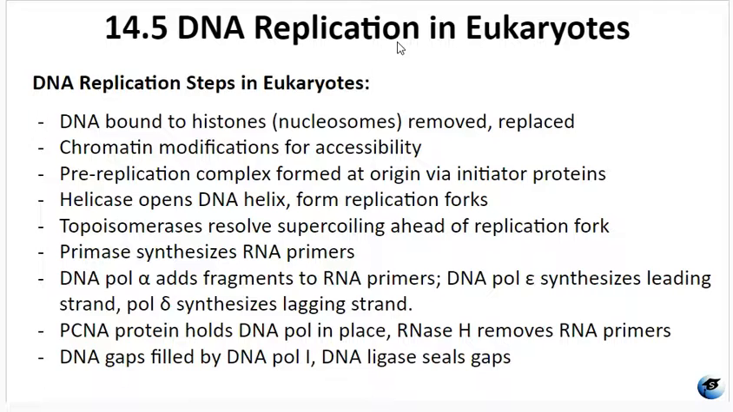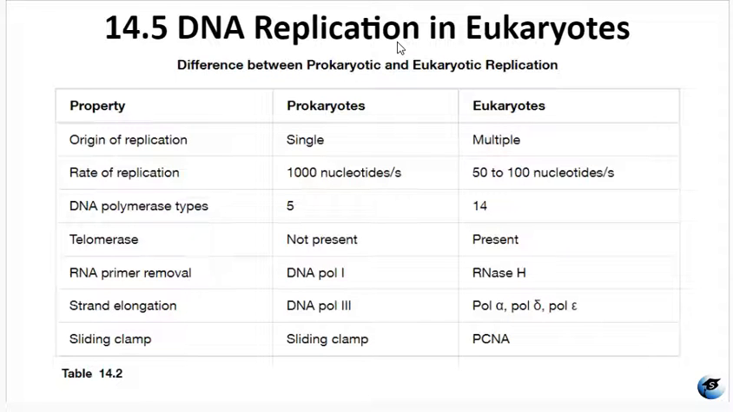So let's have a look at table 14.2. It is directly comparing prokaryotic and eukaryotic replication. Again, there's only one origin in prokaryotes. There are multiple in eukaryotes. The rate of replication is much faster in prokaryotes. Eukaryotes have a ton of different DNA polymerases. We talked about 5 of them. Telomerase is present in eukaryotes. We're going to talk about that in just a moment.